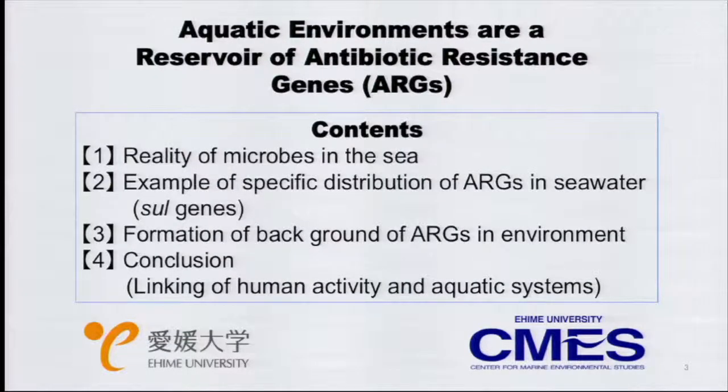So I'm starting my talk from the reality of microbes in the sea. Probably most of you might not be familiar with marine bacteria, so I will show some basic knowledge in the first section. And followed by the example of specific distribution of ARGs in seawater, especially the Sargent experiment. And the second experimental result is formation of background of ARGs in environment. And I will conclude the linkage of human activity and aquatic systems.